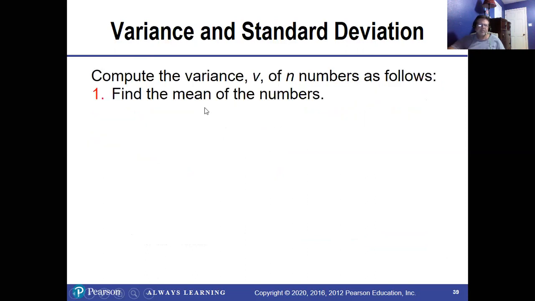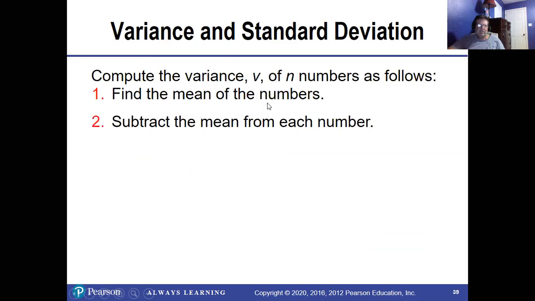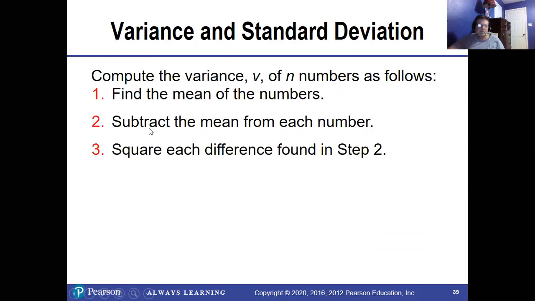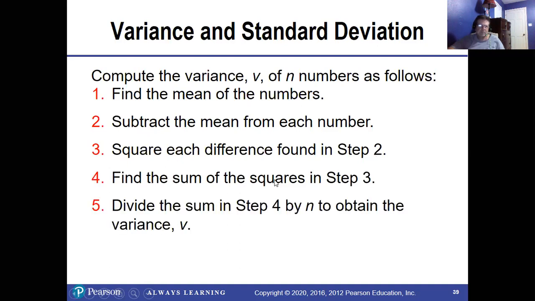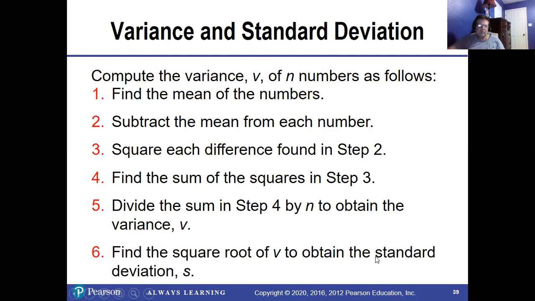You're going to find the mean of all the numbers, the average, subtract the mean from each number, and square the difference found in step 2. So you subtract the number, square it, find the sum of all the squares, and divide the sum by n to obtain the variance. Then take the square root of that number to find the standard deviation.